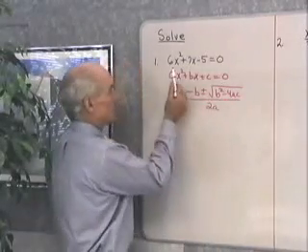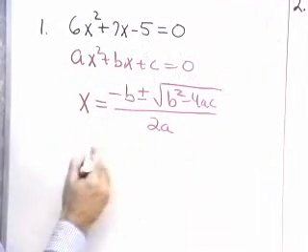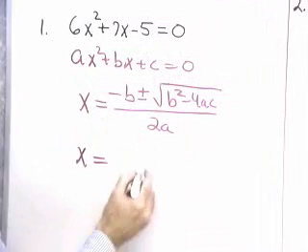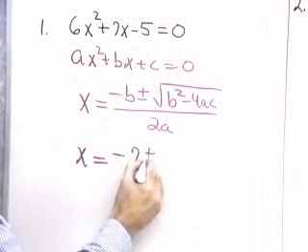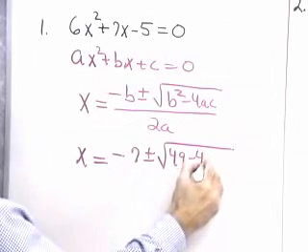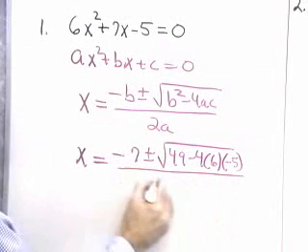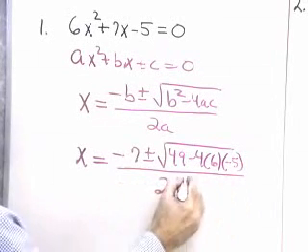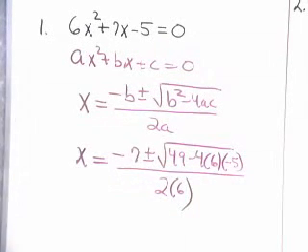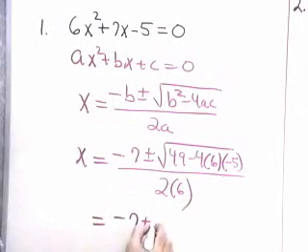Now let's substitute in our a, b, and c from this equation into this formula. So we'll get x is equal to negative b plus or minus the square root of b squared minus 4 times a times c, all divided by 2 times a. So there I've simply substituted in the numbers just as they appear in the equation into the quadratic formula. The rest is all simplifying.